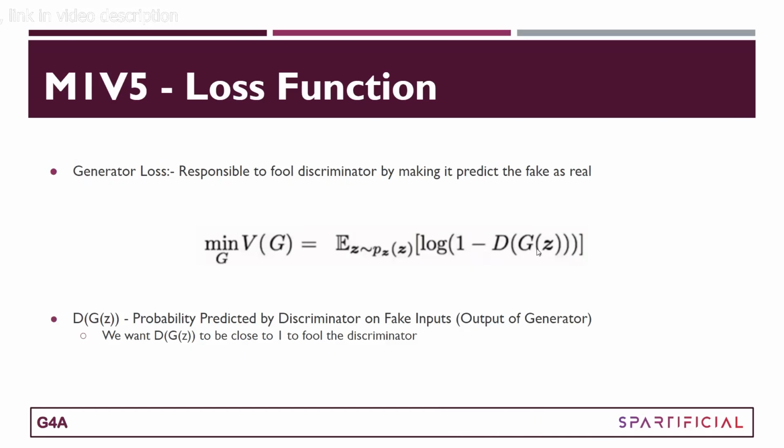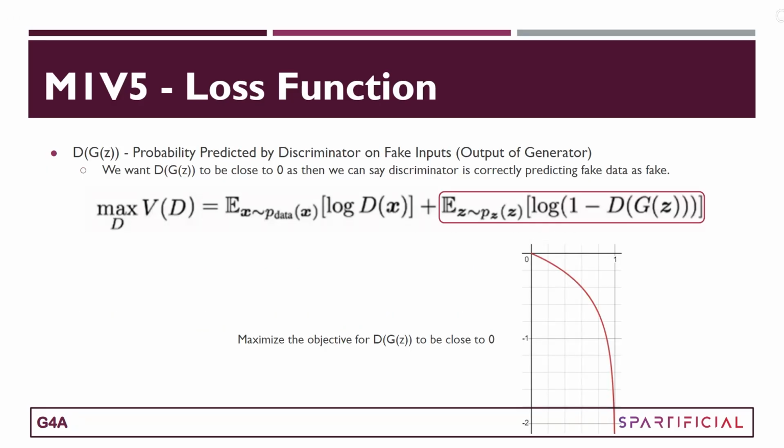In the previous slide, I told you that this term has to be as close as possible to 0. Why? Because the aim of the discriminator is to produce the fake outputs as 0. We want these values as close as possible to 0 because these are fake, and I want my discriminator to predict this as fake, which is only possible if the probability is closer to 0.